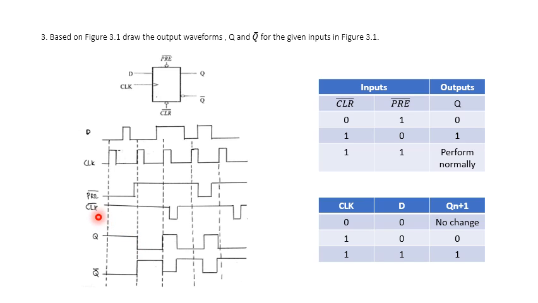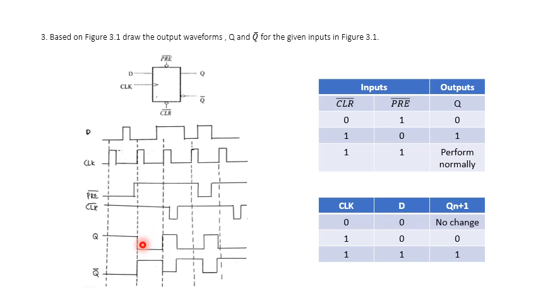So for CLR bar, if the CLR bar is equal to 0, the output will be 0. So the CLR bar here is 0, so the output here will be 0. Okay.